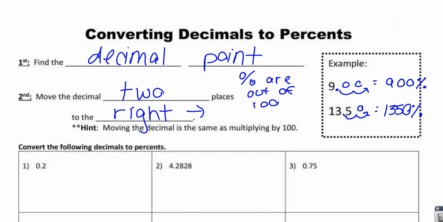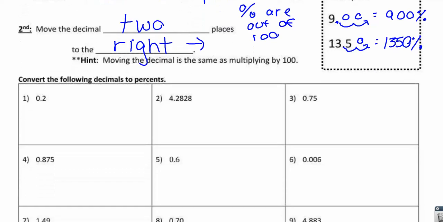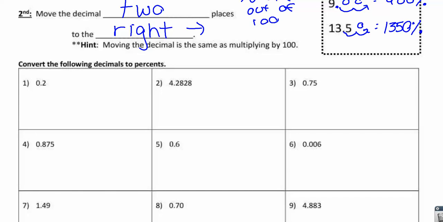Okay. So let's do one more, maybe let's do 2 more together. So I'm going to look at number 1. I'm going to move the decimal point from where it's at. Don't rewrite it somewhere if it's already there. Move it 2 to the right. 1, 2. Fill in the 0. I no longer need the 0 up front, so you can cross it out. So I'm left with 20%.